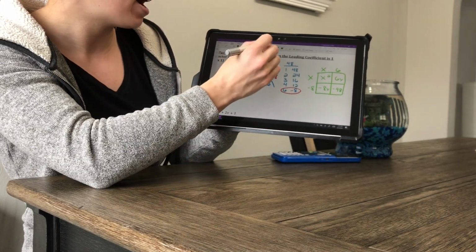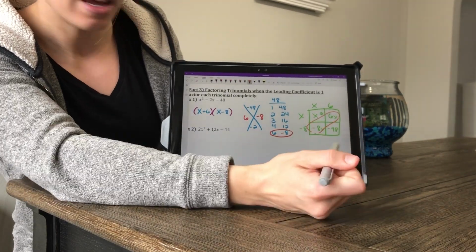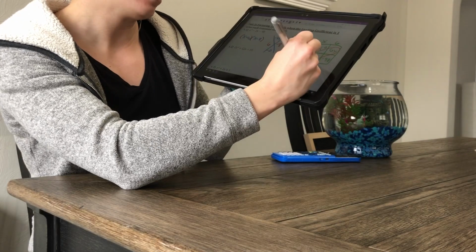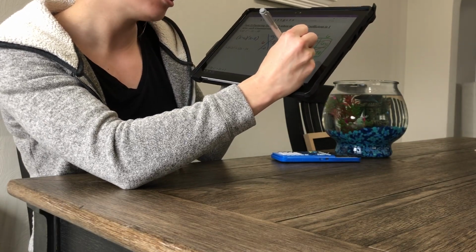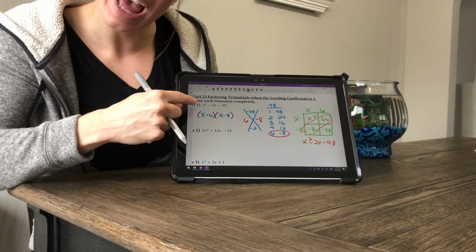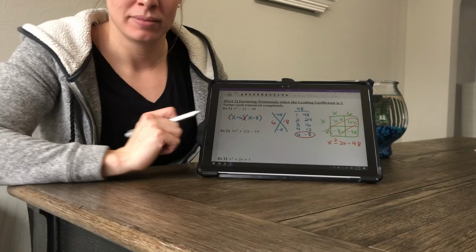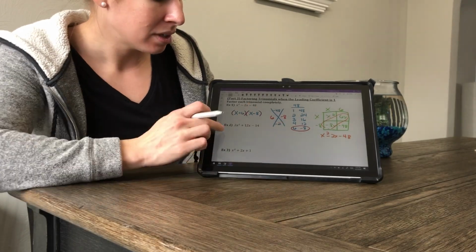And then when you combine your like terms, 6x and negative 8x, you get x squared minus 2x minus 48. Ta-da! That's what we had there. So we did it right. Okay? Cool. Moving on. Number 2.